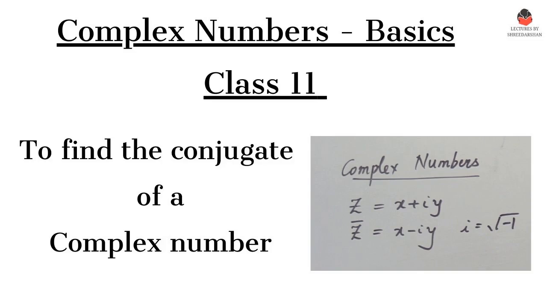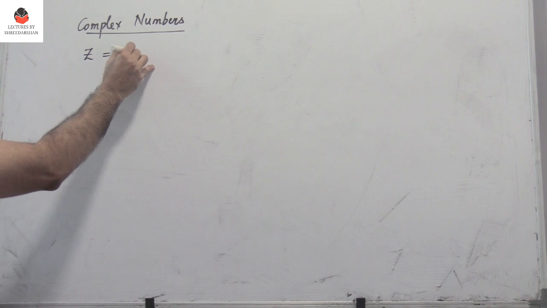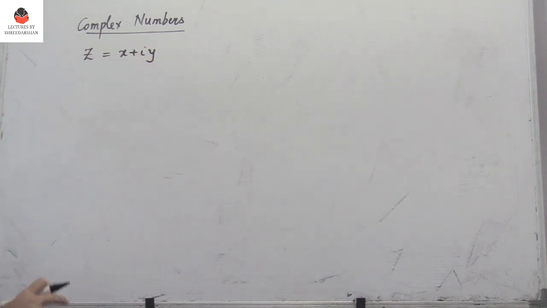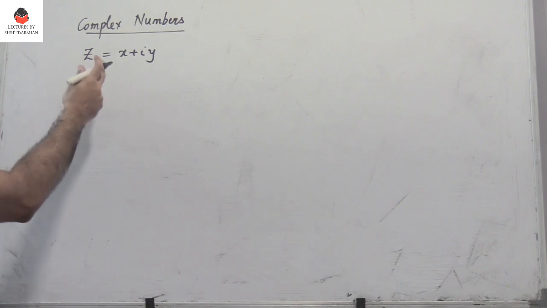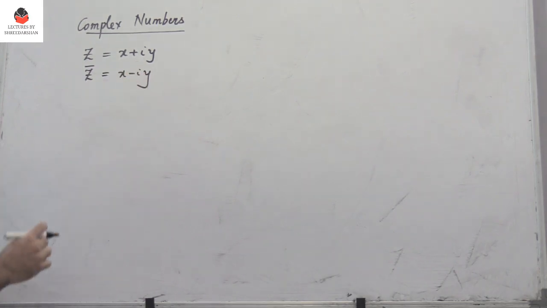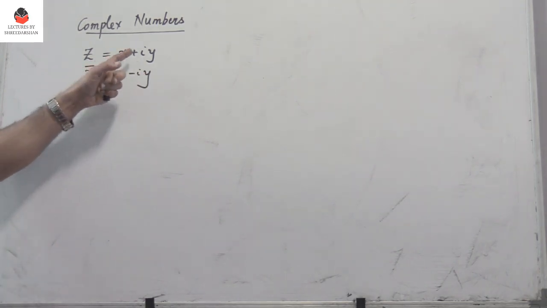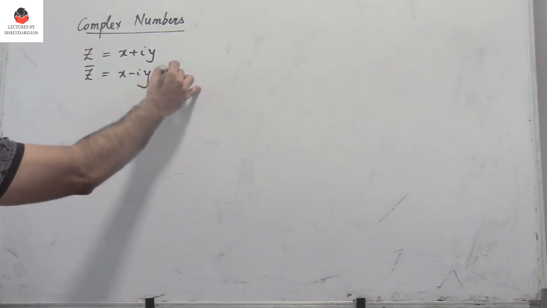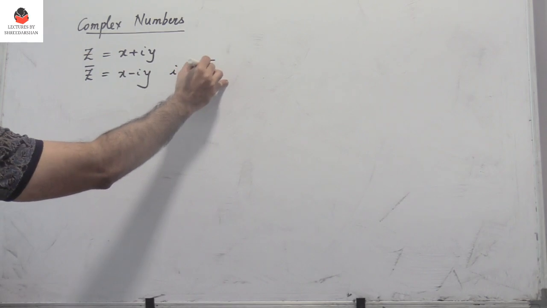A complex number z is represented as x plus iy, where x is the number associated with the real part and y is the number associated with the imaginary part. Now, how do we find the conjugate? We write it as z bar equals x minus iy. So the conjugate of x plus iy is x minus iy and vice versa. And what is i? i is root of minus 1.